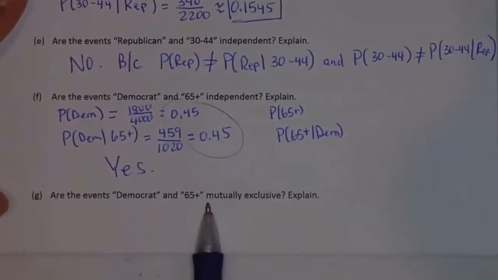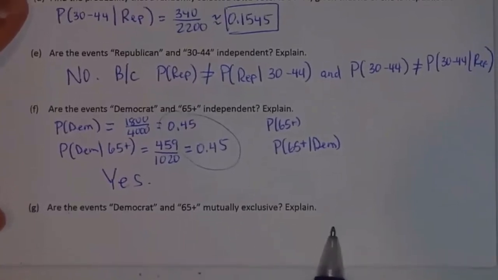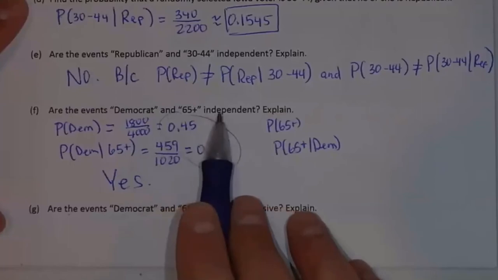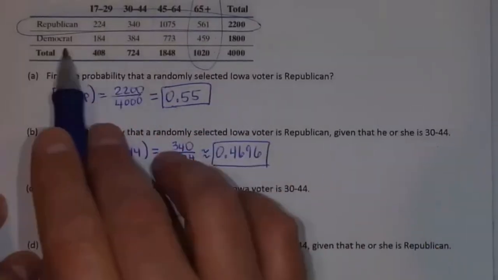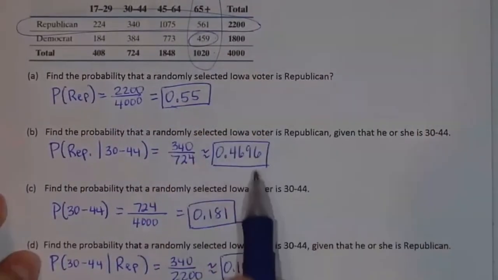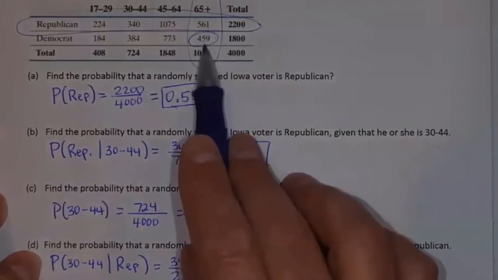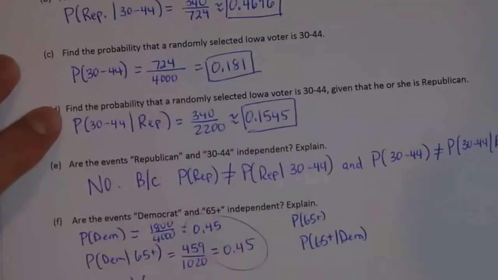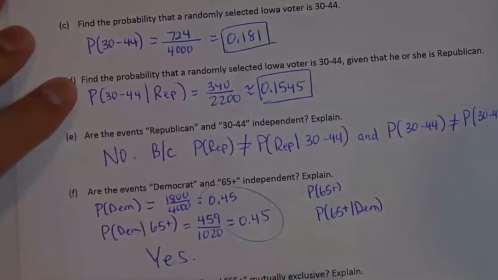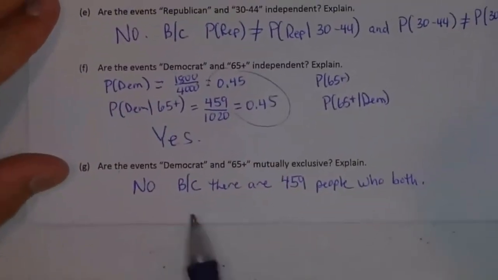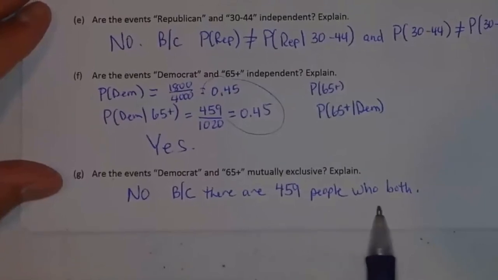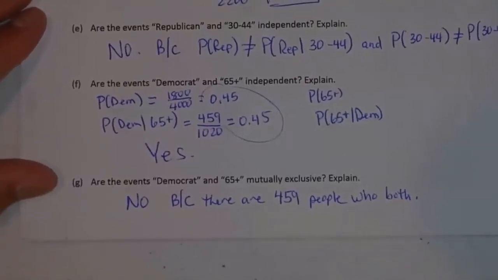Are the events Democrat and 65 plus mutually exclusive? Again, the point here is don't confuse independence with mutually exclusive or disjoint. Democrat and 65 plus are not mutually exclusive because there are 459 individuals who are both. So the answer here is no. And why? Because there are 459 people who are both Democrat and 65 plus.